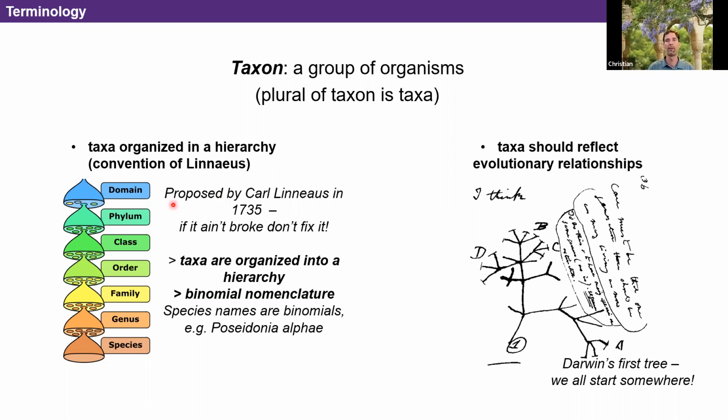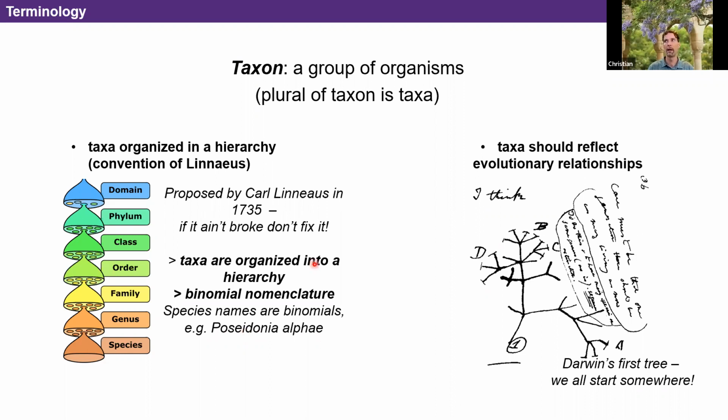So what's in there? Taxa organized into hierarchy. We can see this here, right? It goes from species, genus, family, order, class, phylum, all the way to domain. And the other part of that is that we have a binomial nomenclature, meaning that species are binomials. For example, species name Posidonia alphae, right? Has like two parts, this species name. There's the species part, and then the genus part is in there as well. So that's a convention, I guess we can, or everybody agrees on, which is obviously very good.